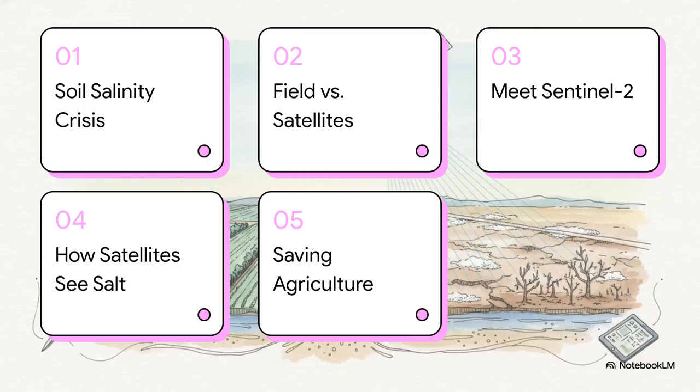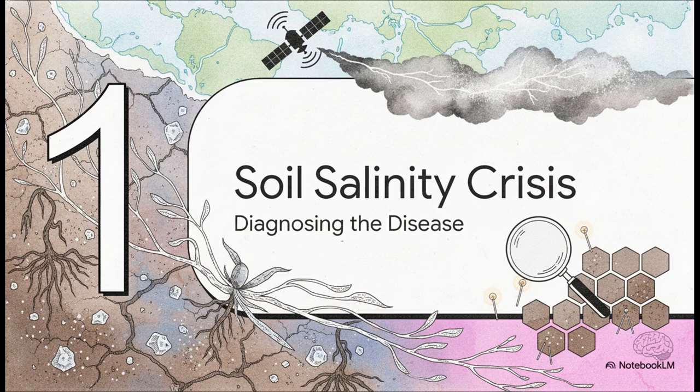Well, here is our flight plan for today's mission. First up, the soil salinity crisis. Second, field tests versus satellites. Number 3, we'll meet the Sentinel-2 satellite. Fourth, how satellites see salt. And finally, number 5, saving our agricultural future. All right, let's jump straight into Section 1, the soil salinity crisis, and how we go about diagnosing Earth's disease.